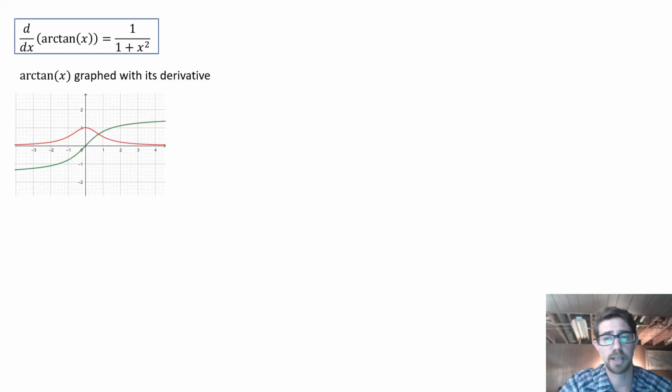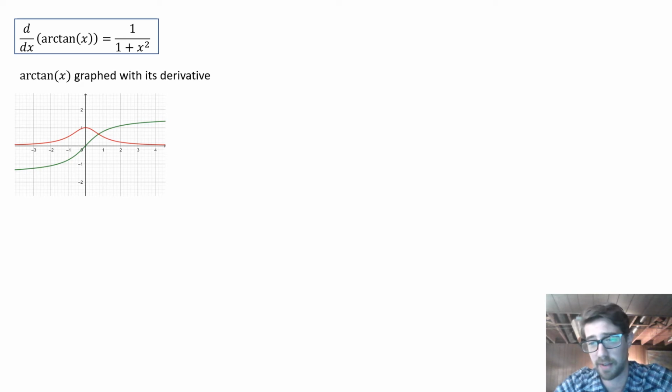Right, so arctan is the green curve. Remember, it's that thing that has 2 asymptotes and is defined everywhere. 1 over 1 plus x squared is the red curve. So just compare the two. Arctan is always increasing, so the derivative is always positive. Arctan doesn't have any maxes or mins, so the derivative is never zero.